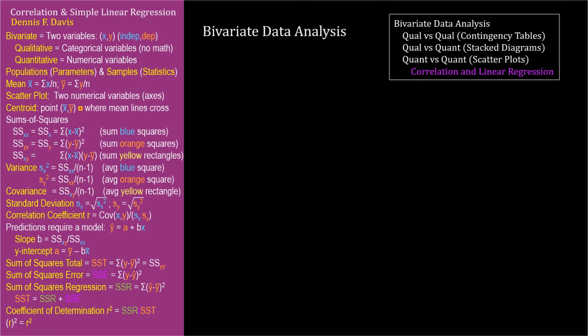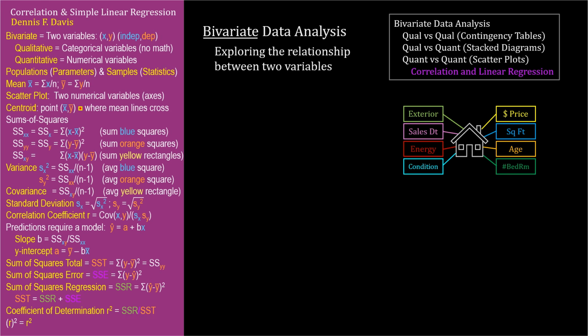And now we're ready to talk about bivariate data analysis, which is where we find the topics of correlation and linear regression. Bivariate data analysis is about exploring the relationship, if there is one, between two variables. Bivariate, two variables. We already know that the members of our population can have many variables. When we conduct bivariate data analysis, we're examining the relationship between two variables at a time.